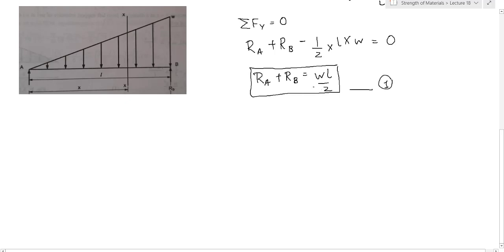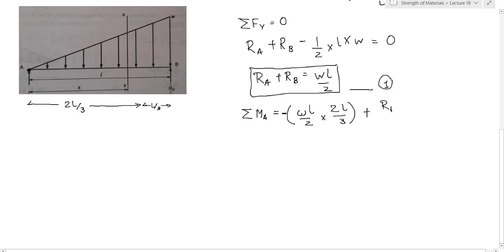Now I also need to do summation MA. Summation MA is equal to what? I am considering point A. So all this entire load, it is acting at a distance of 2L by 3 from here, or L by 3 from here. So I have to do 2L by 3. So all this load WL by 2 into 2L by 3, it will be negative, plus RB into L.